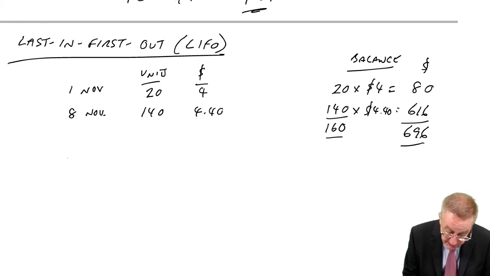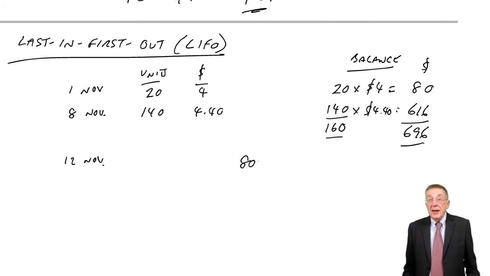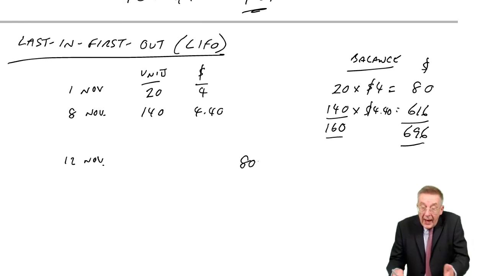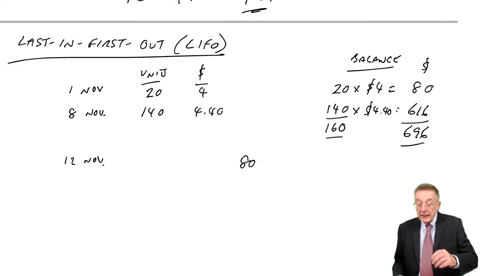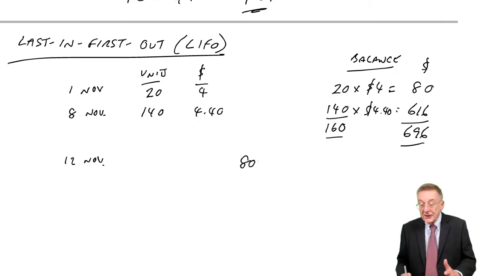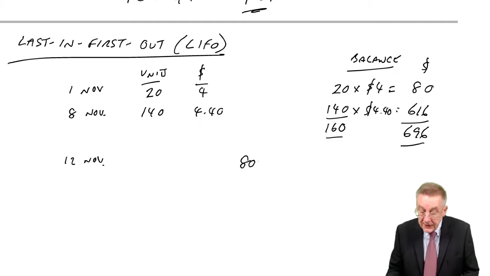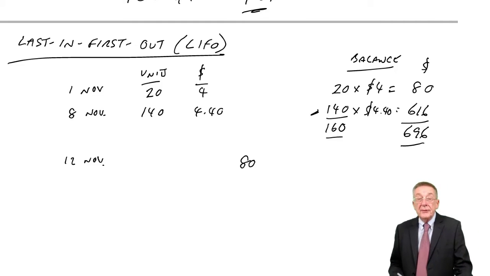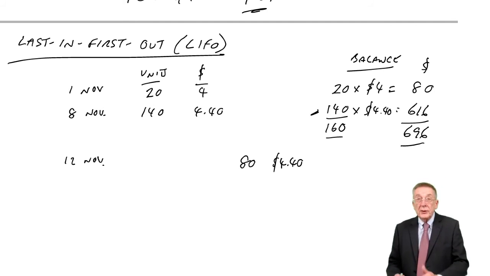But what happens when we issue some? 12th of November, we issued 80. There are 160 there, so where are those 80 coming from? Well, with last in, first out, we assume those 80 are the most recent purchases. So it's 80 of those 140 that are being sold. There are 80 of those $4.40 units.